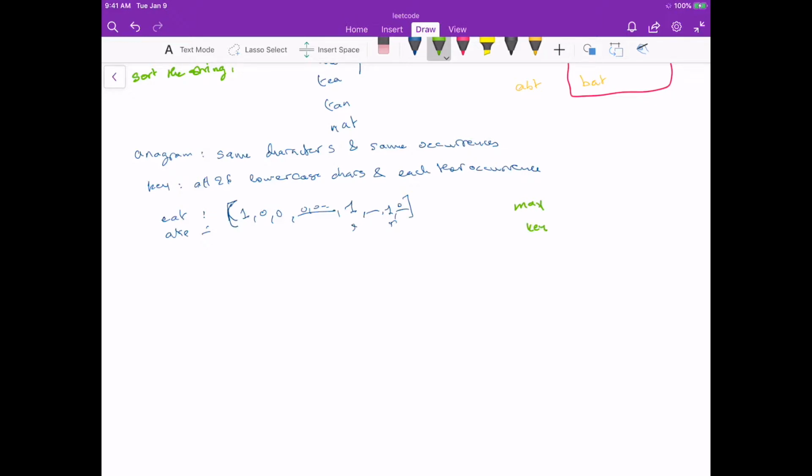And so the key would be, let's say, something where we'd have 1, 0, zeros, and then 1, 0, like this. And then the values would be eat, tea, and ate. So these would be the values, and similar thing for tan, nat, and bat. And so at the end, we can just take the map values. So just take the map values.